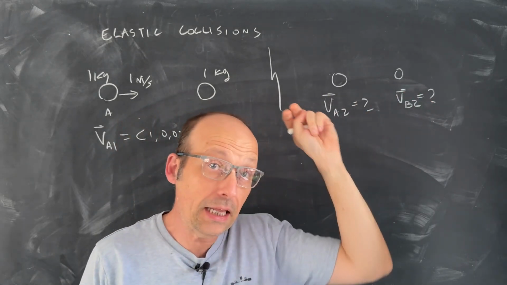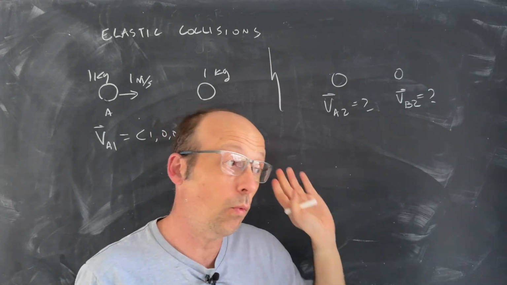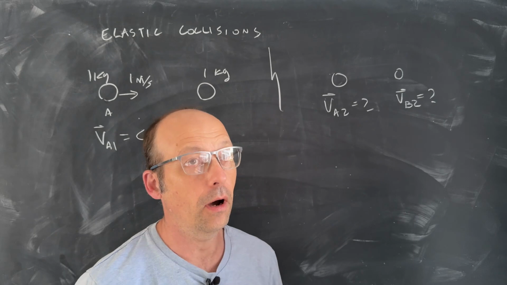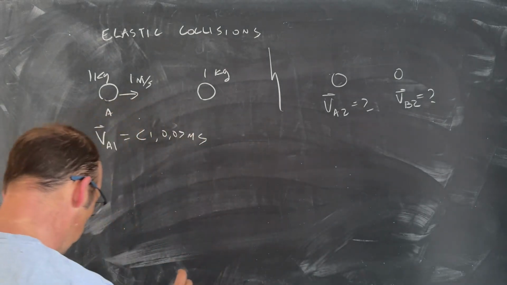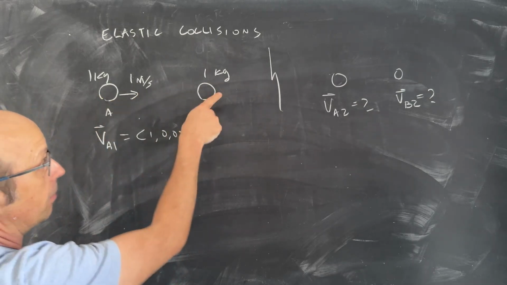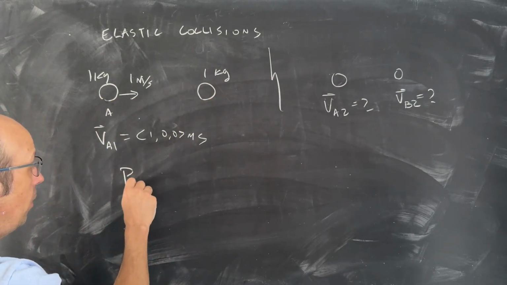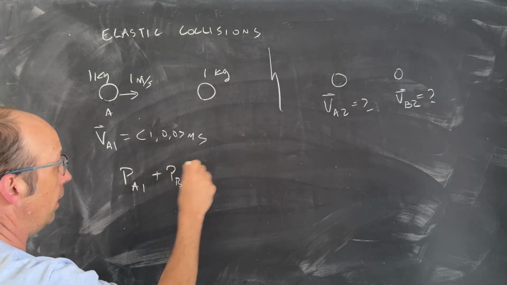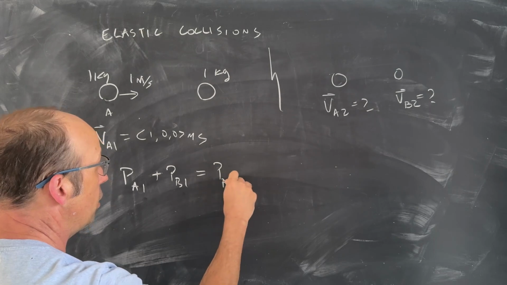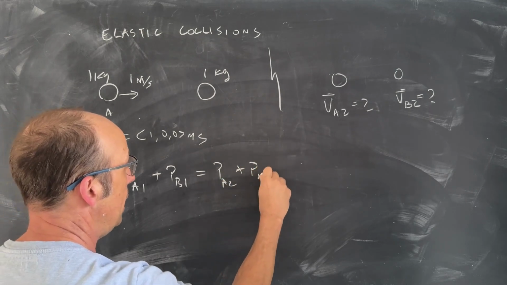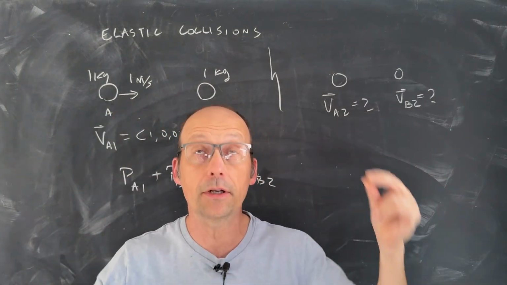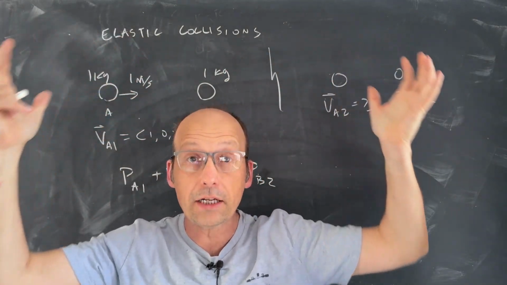Well, in an elastic collision, two things are true. And we're dealing with just the x direction here for now, so I'm going to write these as x momentums. The two things that are true are, number one, that the momentum is conserved. So I'm calling these A and B. So I can say PA1 plus PB1, the initial momentum before, is PA2 plus PB2. That's conservation of momentum.